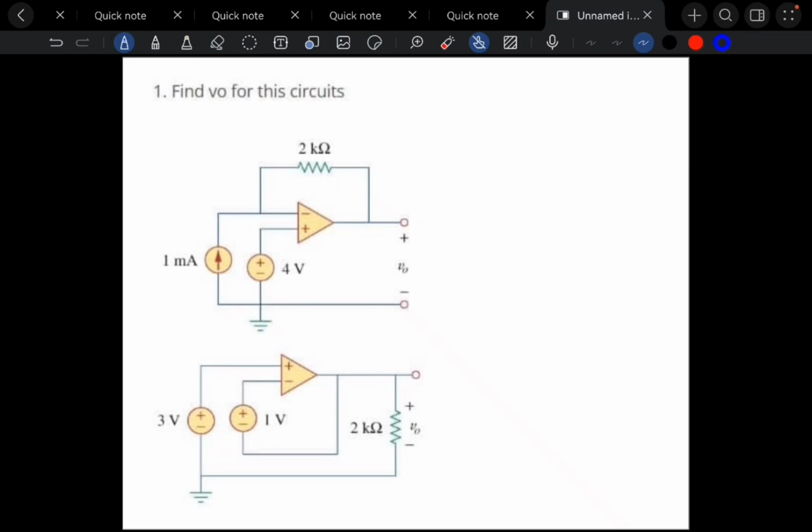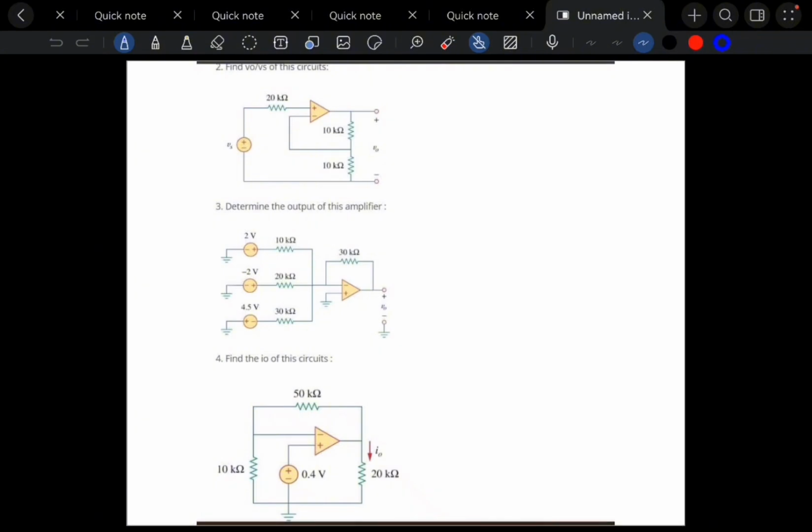And then for problem B, for the second circuit, the positive terminal is at 3 volt. That means the inverting terminal is also 3 volt. So 3 minus V0 equals 1. That makes V0 equals 2 volt. Okay, so this is for number 2.